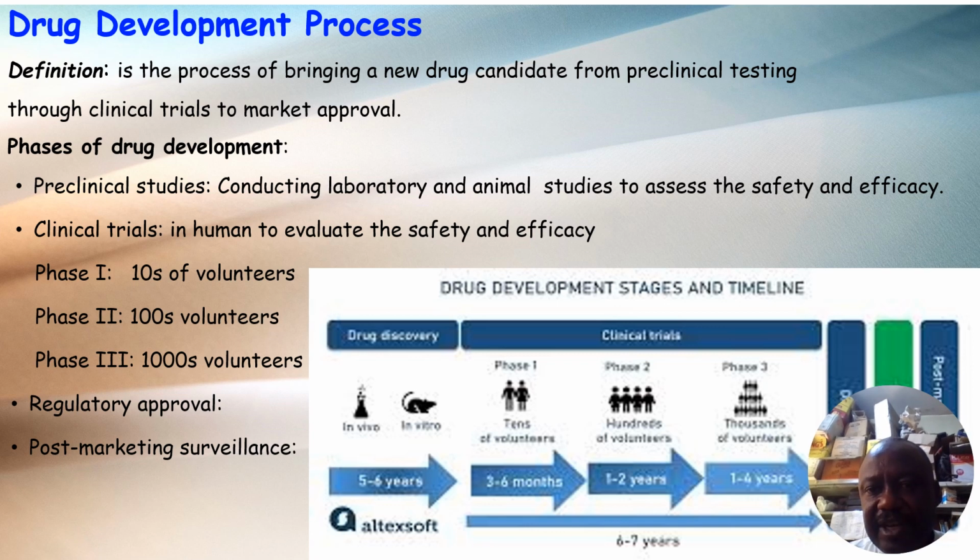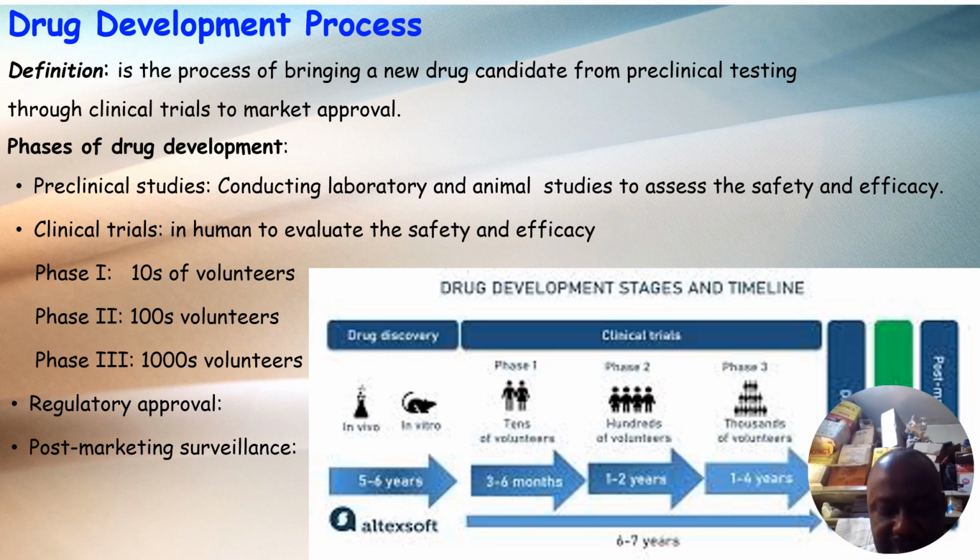The first clinical trial phase involves about tens of humans. The second phase involves hundreds of humans. The third involves thousands of humans. It's a multi-centered clinical trial which involves several age groups, races, and geographical backgrounds.